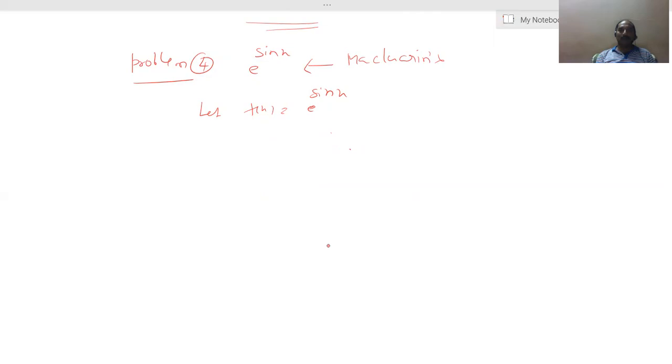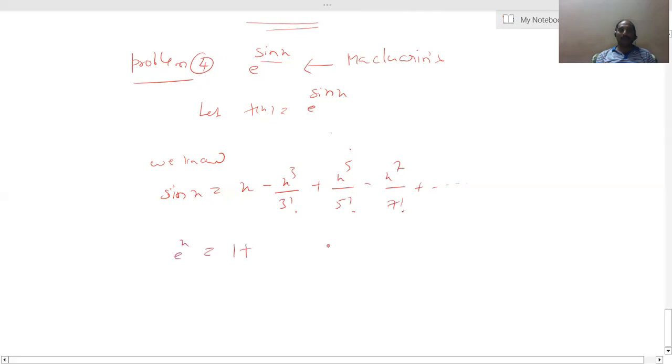Whenever you see this expression, we already know the sin x expansion. What about sin x? The sin x series expansion is x minus x cube by 3 factorial plus x power 5 by 5 factorial minus x power 7 by 7 factorial plus and so on. e power x is 1 plus x square by 2 factorial plus x cube by 3 factorial plus and so on.